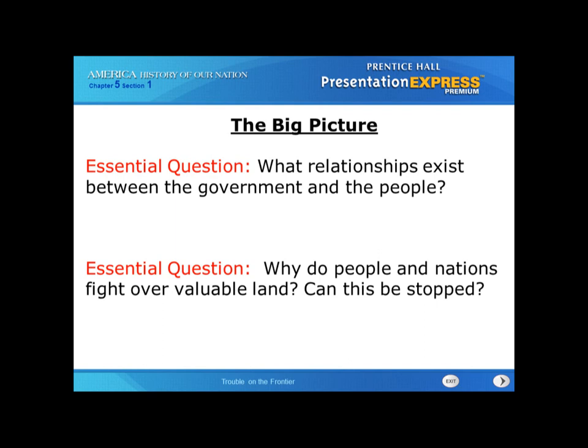Another big question would be, why do people and nations fight over valuable land? Can this even be stopped? So something to think about. It's easy to point a finger and say, the French and the British fighting over land, not too interesting. But just think about how you relate to conflict, and how do you process and handle conflict? Do you fight over anything? So we'll look at these questions as we go through.